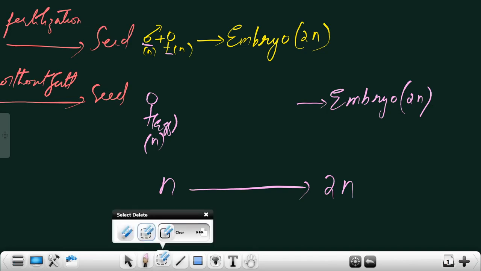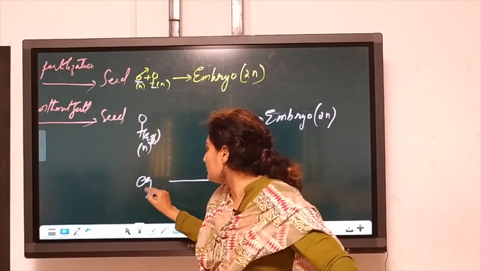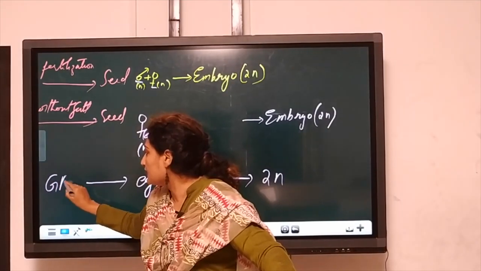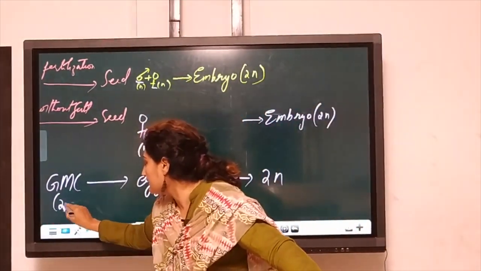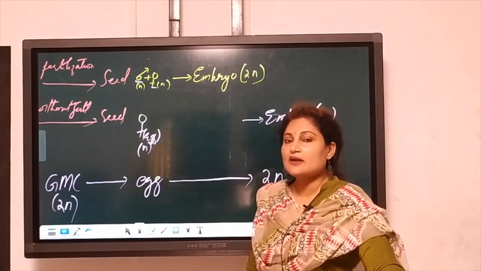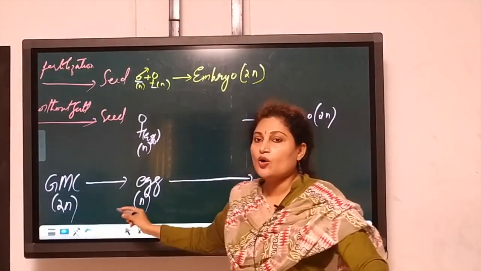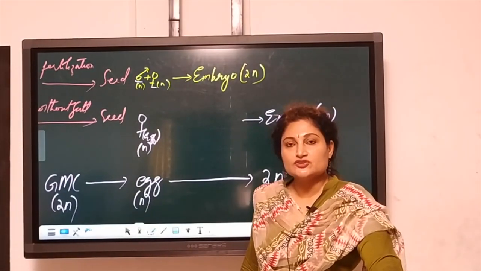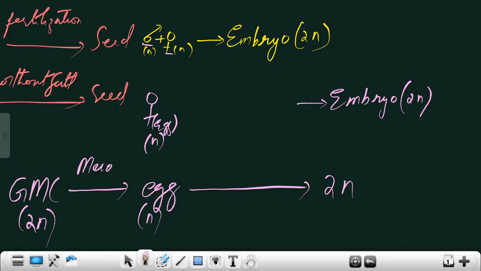Or, correctly saying, it is the gamete mother cell. We know that by megasporogenesis, the egg is formed from a gamete mother cell. The gamete mother cell is definitely 2n, and this gamete mother cell gives rise to the egg which is n. So how did 2n become n? First we must analyze that. Because of which process? Is it mitosis or meiosis? Answer: it is meiosis.